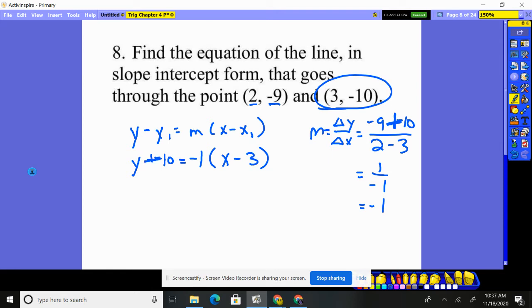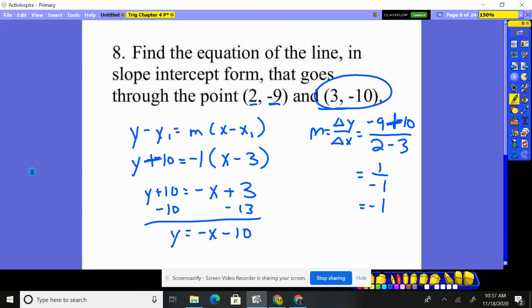Doesn't change anything. So that's a y plus 10 here. I distribute through there. It gives me the opposite of x plus 3. I now simply move my 10 over, and I have my answer: y equals the opposite of x minus 10, or y = -x - 10.